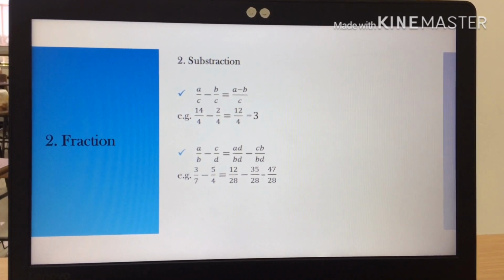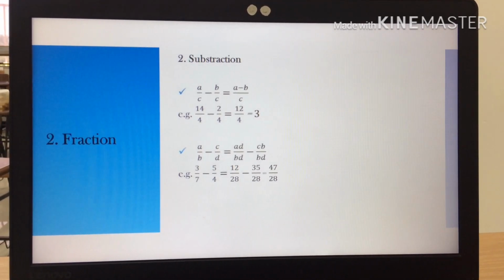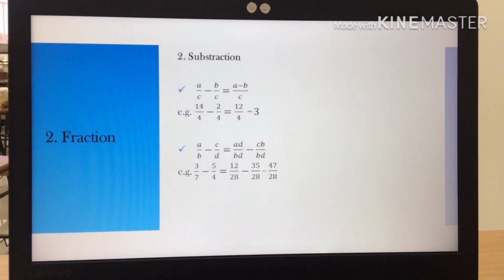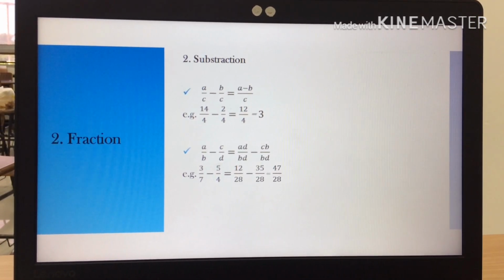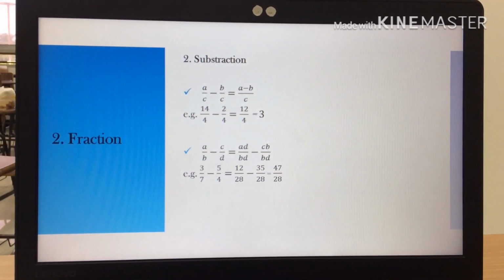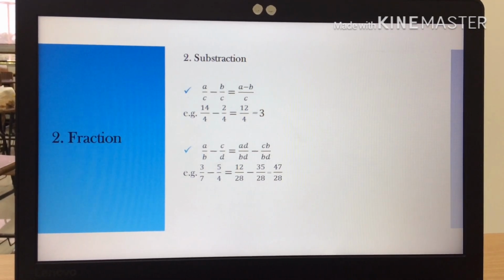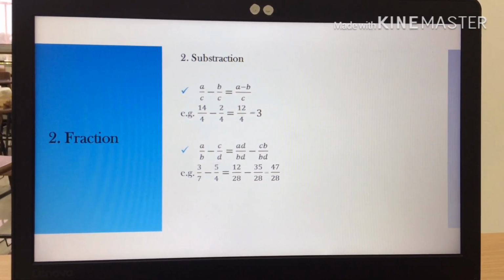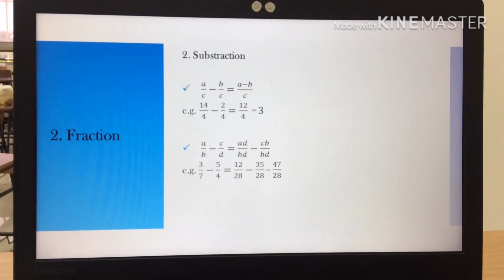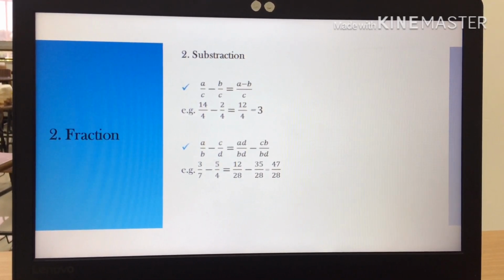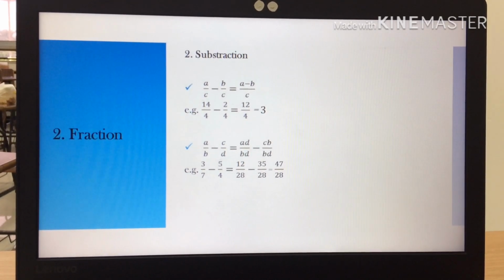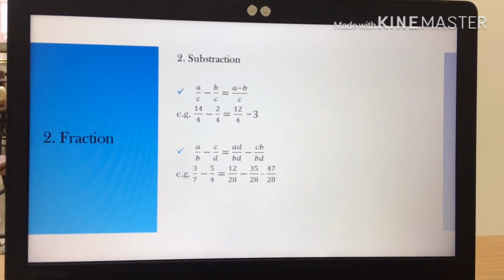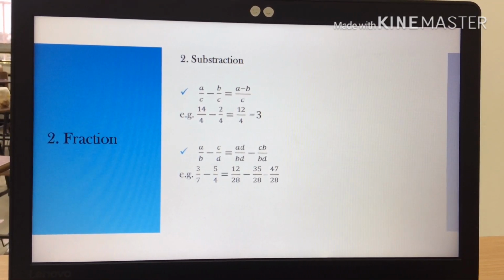And the second one, A over B minus C over D equals A times D over B times D minus C times B over B times D. For example, 3 over 7 minus 5 over 4 equals 12 over 28 minus 35 over 28 equals 47 over 28.